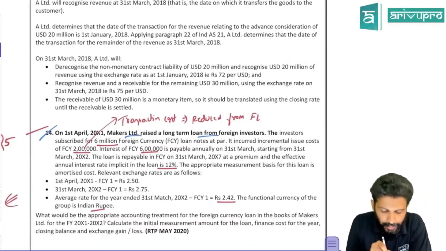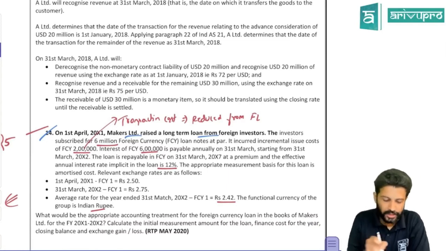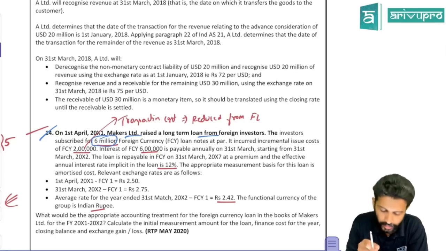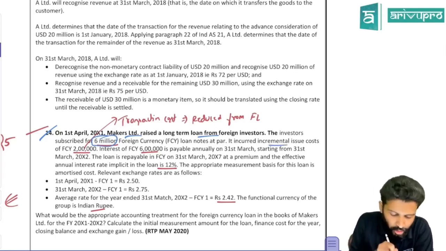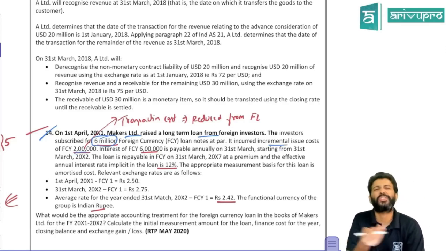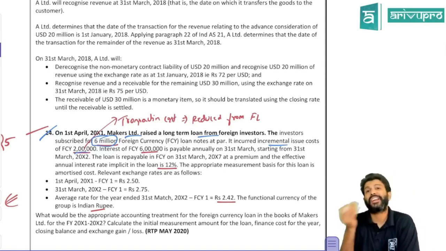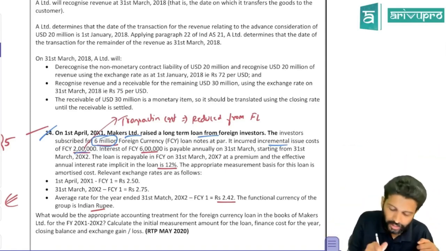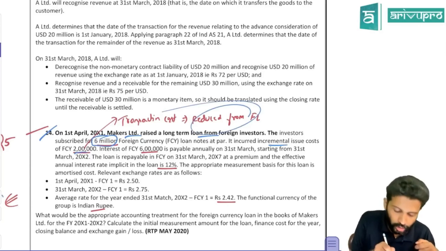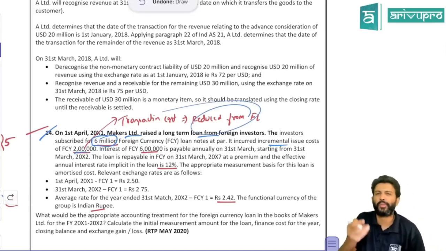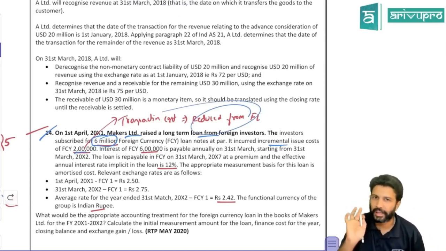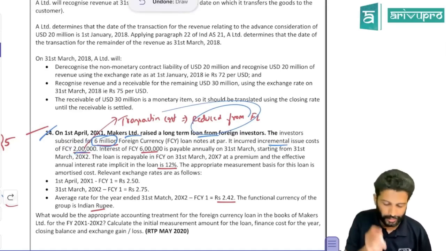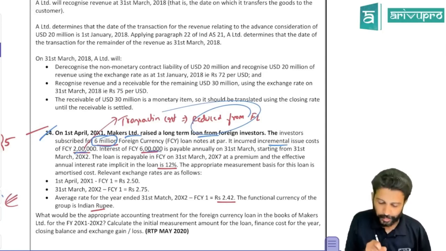Okay, on 1st April, Makers raised a long-term loan from foreign investors. The investors subscribed for 6 million foreign currency loan. So the loan value is 6 million. Okay, it incurred an incremental issue cost of foreign currency 2 lakh. So issue cost is nothing but transaction cost. So in case of financial asset, transaction cost you add, but this is a financial liability. So transaction cost should be reduced. So you'll not take 6 million. If you have to take it, we'll say 60 lakh for the time being. So 60 lakh minus 2 lakh, it will be 58 lakh. Okay, that's the value. Okay, interest of 6 lakh is payable annually.